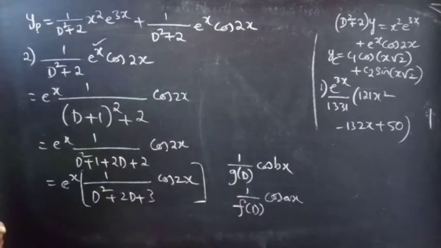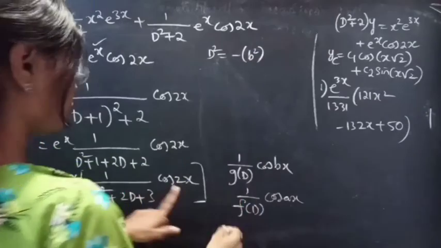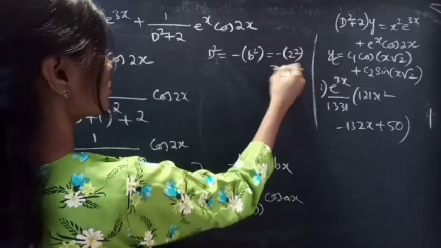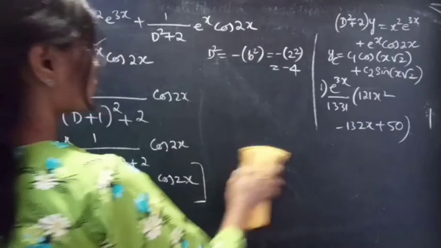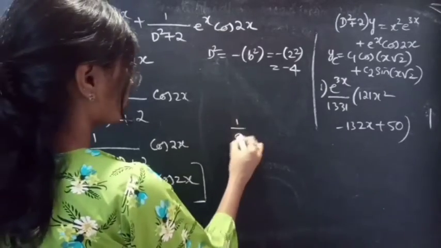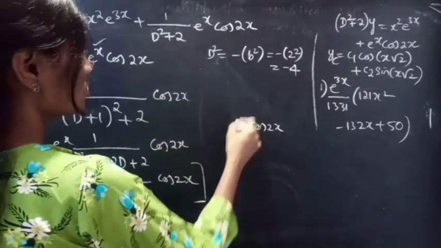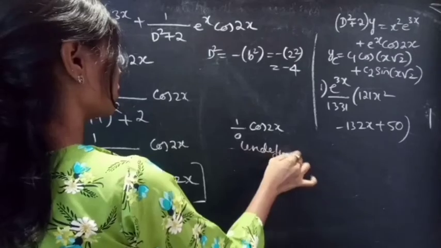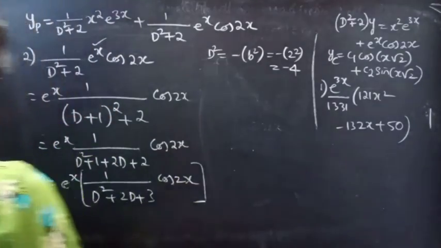So we have named this as g of d. Now let's find d square, which is given by minus of b square. For b equals to 2, we'll find d square, which is equals to minus 4. Right? Now let's see what happens if we replace d square in the denominator. The denominator must be non-zero, because if we get the denominator 0, we'll get the term like this. Since 1 by 0 is undefined, the total term becomes undefined. So always remember that the denominator must be non-zero. Let's see what happens by replacing d square in the denominator.